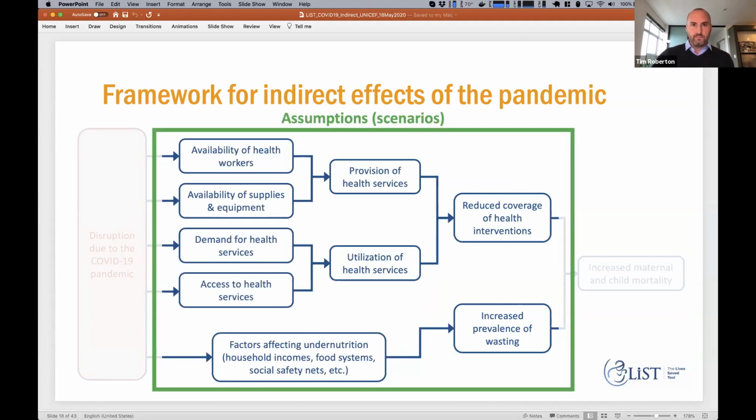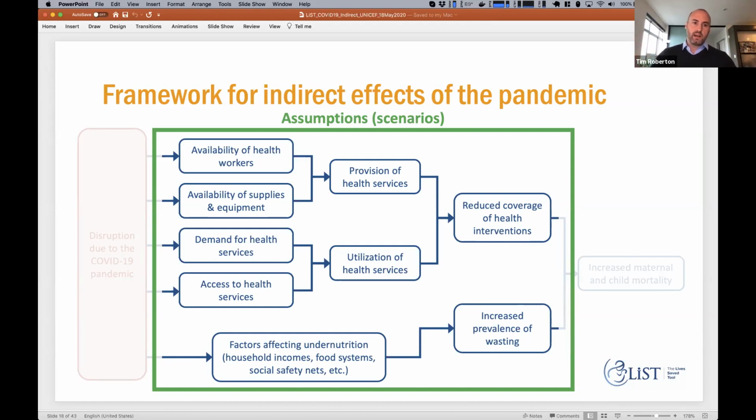What you see here, further back upstream, this is what we think of as our assumptions for this analysis, or our scenarios. These are things that obviously will have an effect further downstream on coverage, wasting, and maternal and child mortality. But they're things for which we don't have a really strong model, or at least that are not modeled as part of LiST. So these boxes, for us in our analysis, this is where we came up with our hypothetical scenarios.